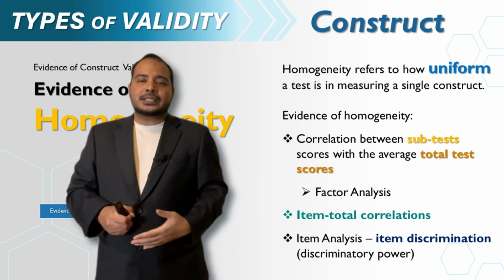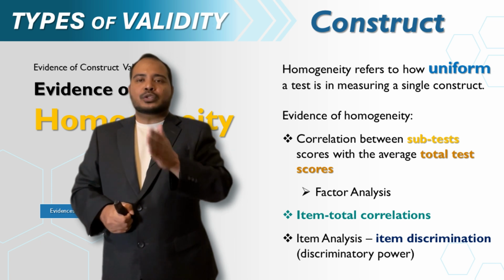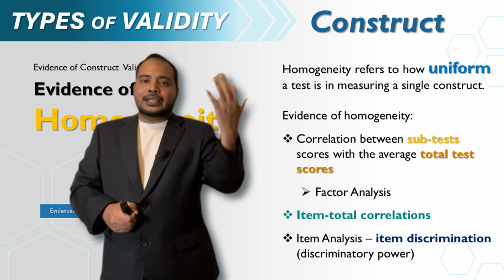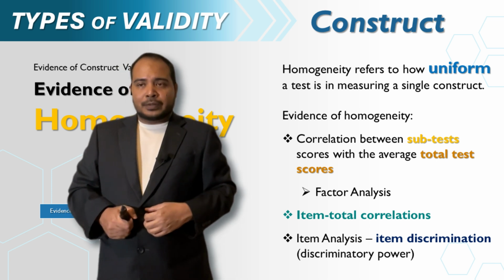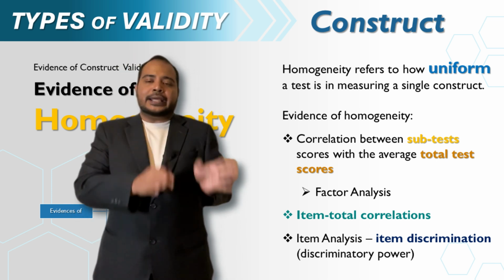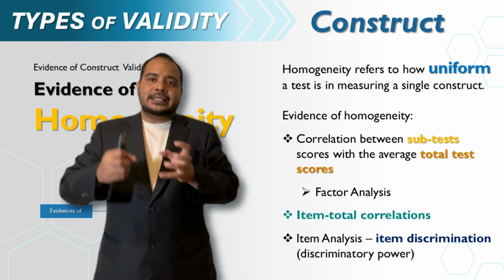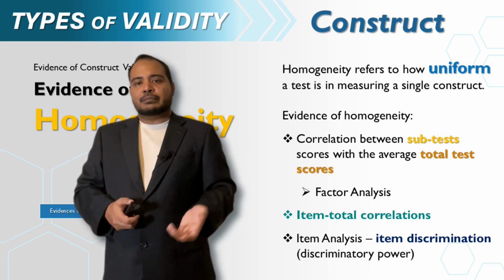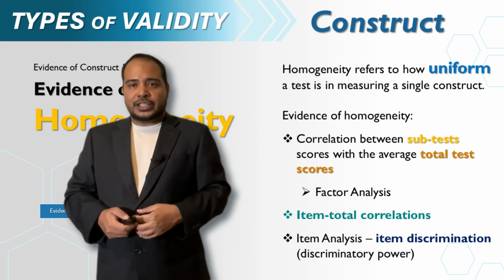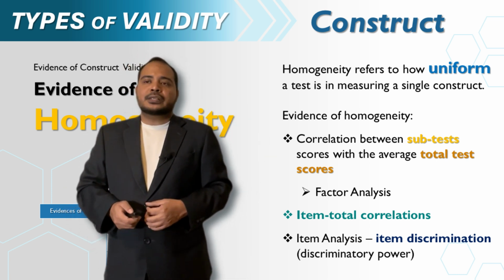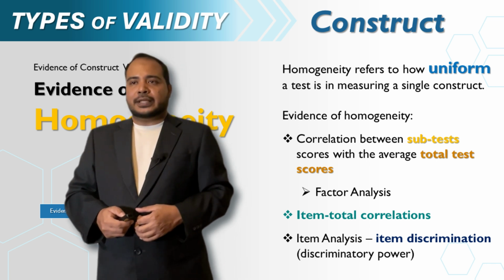In other words, a high scorer will be able to answer it correctly, and a low scorer will not be able to answer that item correctly. So that means that the item possesses discriminatory power, the item discrimination, and this will also point towards the homogeneity of the test. Okay, one of the evidences of homogeneity of the test.